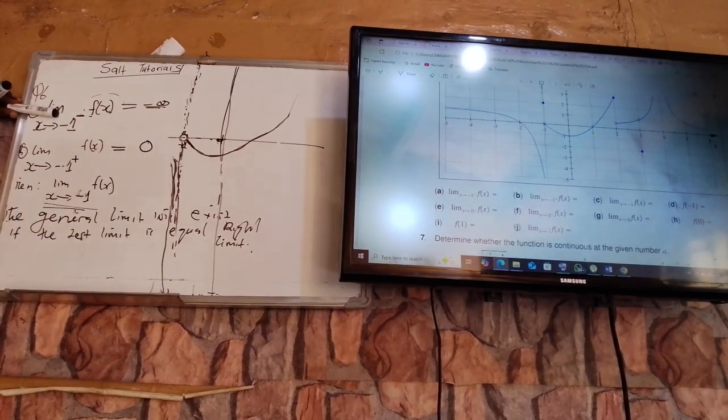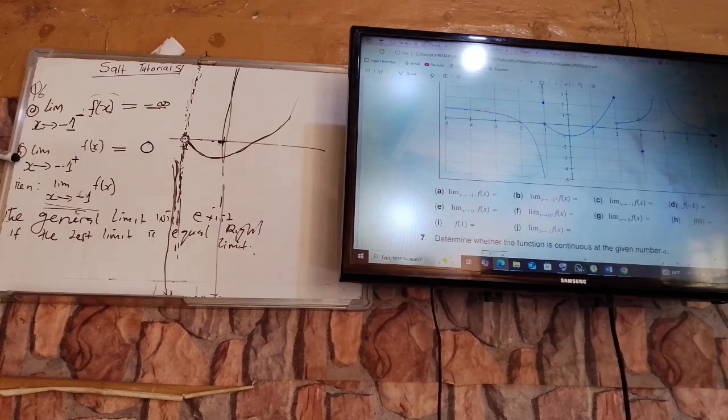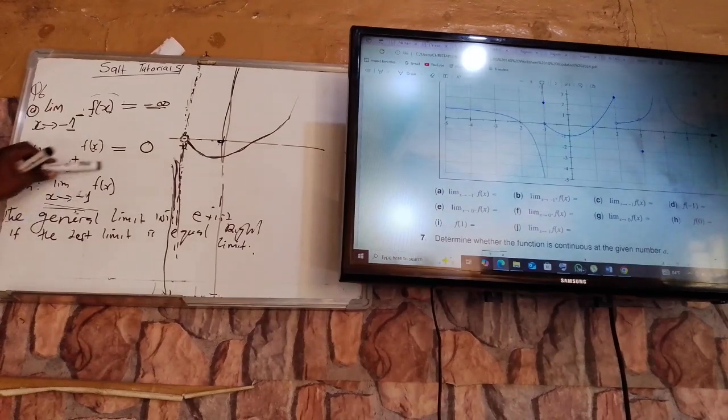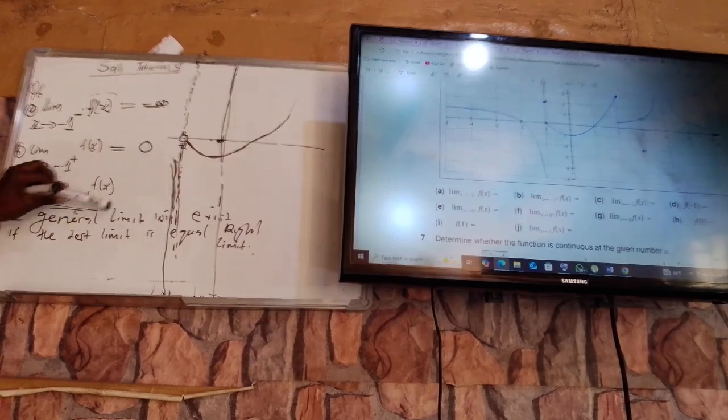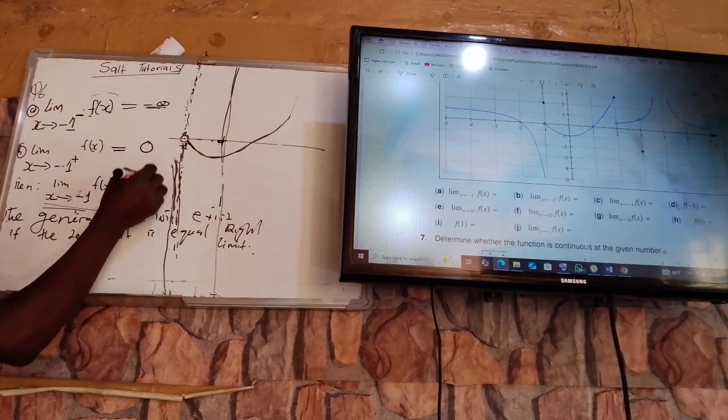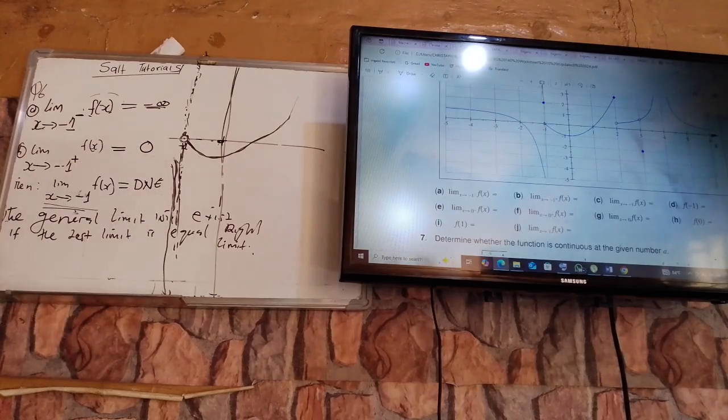So this is the left limit, this is the right limit. Now if the left and the right limit have two different values, then the general limit, the one that doesn't have a negative or a positive, does not what? This one does not exist. That's what we have. So that one will not exist.